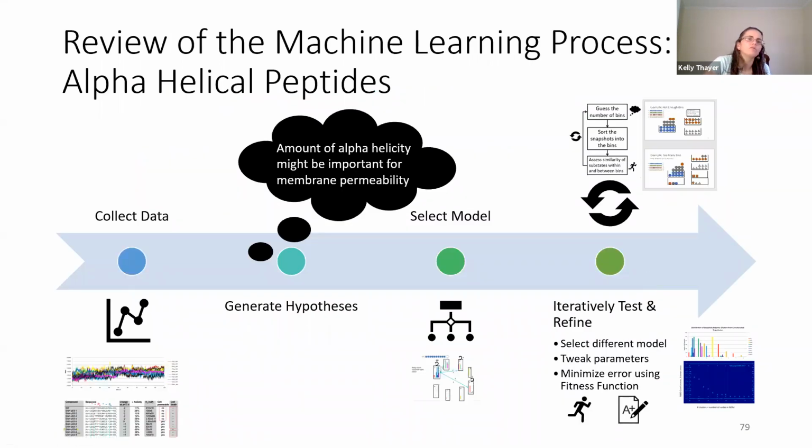So then we can go back and review the machine learning process. We have alpha helical peptides in mind. So we first collect some data. So we had the RMSD data and we had literature information. We generated a hypothesis about how the alpha helicity might be important for permeating the membrane. We selected a model. So we did Markov state models, and then we iteratively test and refine. So we select a different model, tweak parameters, minimize error using the fitness functions. So there's a variety of ways that we could improve this by selecting different numbers of bins and so forth.